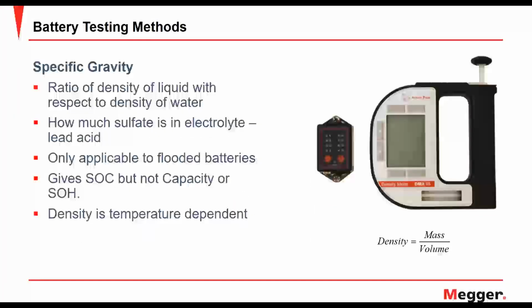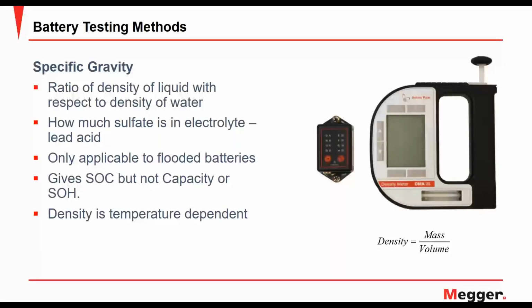The fourth test we can do is the specific gravity test. What it's actually doing is checking the state of charge of the battery, not the capacity of the battery. The test itself checks the density of the liquid relative to the density of water, and it's highly dependent on temperature. So you have to get your temperature correction right. There is a table for that.